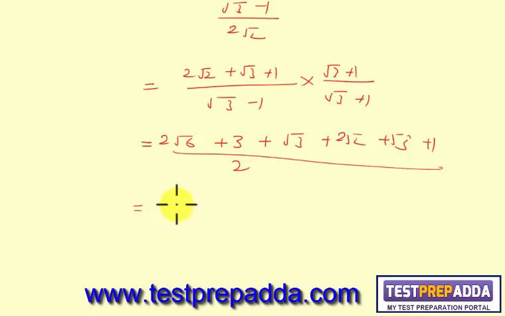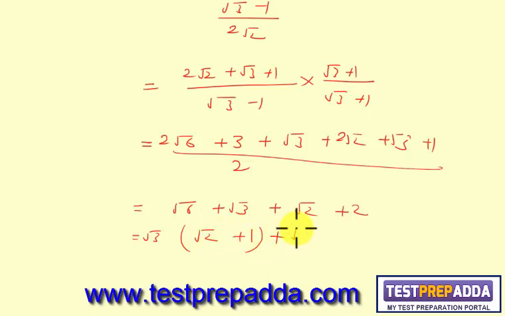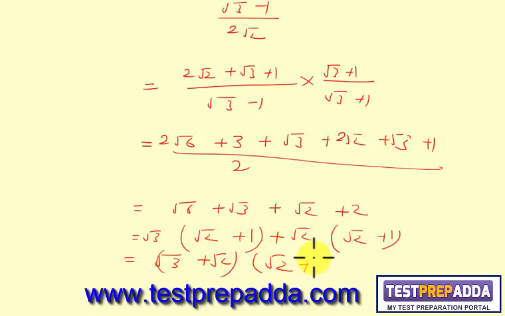Now at the end I get here root 6 plus root 3 plus root 2 plus 2. Now if I take root 3 common in the bracket, I'll get root 2 plus 1. Here if I take root 2 common, I get root 2 plus 1. So which can also be written as root 3 plus root 2 into root 2 plus 1.